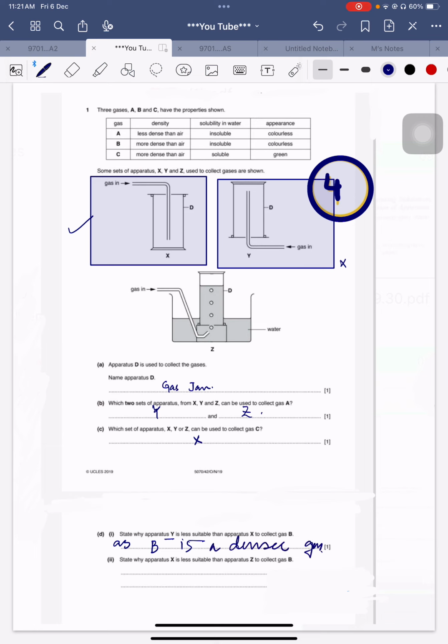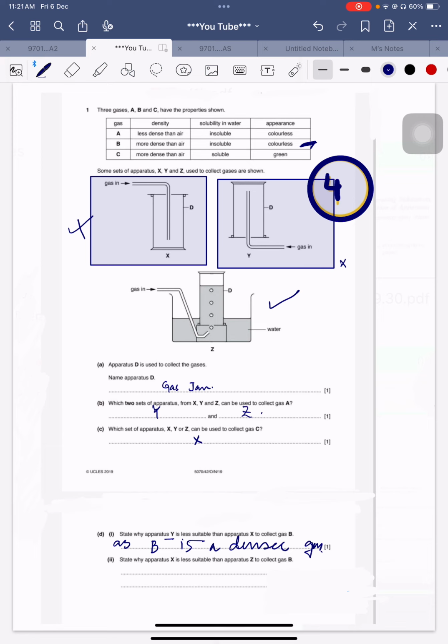State why apparatus X is less suitable than apparatus Z to collect gas B. Apparatus X is less suitable than apparatus Z to collect gas B, as gas B is colorless, so its bubbles can be seen in water. That's why this Z is better.